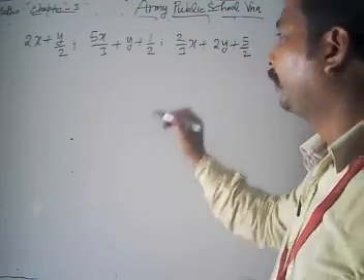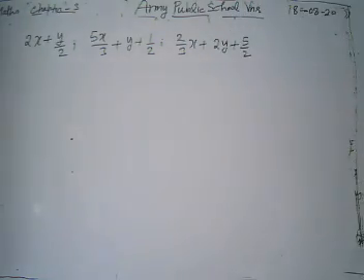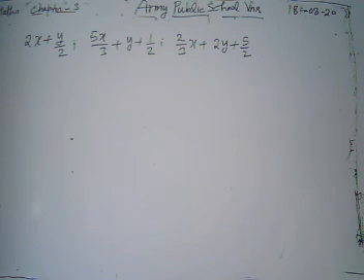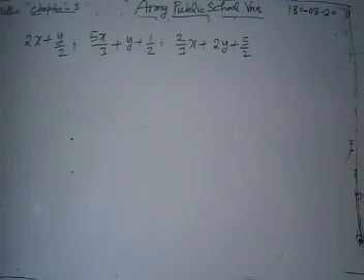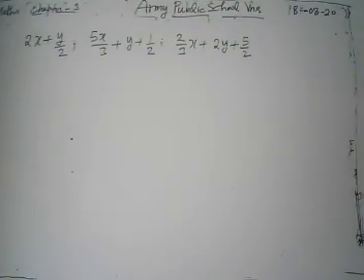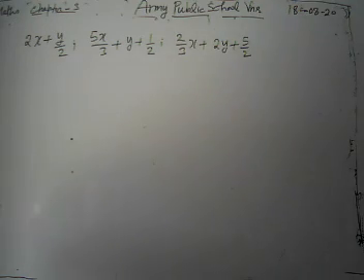The length of the sides of a triangle is given as 2x plus y by 2, 5x by 3 plus y plus 1 by 2, and third is 2 by 3x plus 2y plus 5 by 2. Given the triangle is equilateral, find the area. It's given that the triangle is equilateral, then we have to find the area of the triangle.